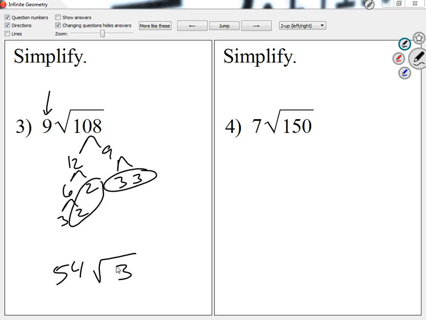No, because you're getting only one per group. So this is a group of 2's, this is a group of 3. Don't go 3 times 3 and then 2 times 2. Just go 3 times 2.